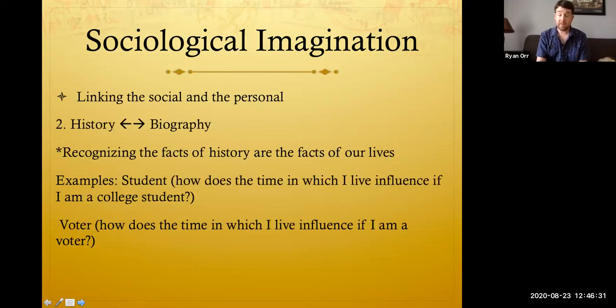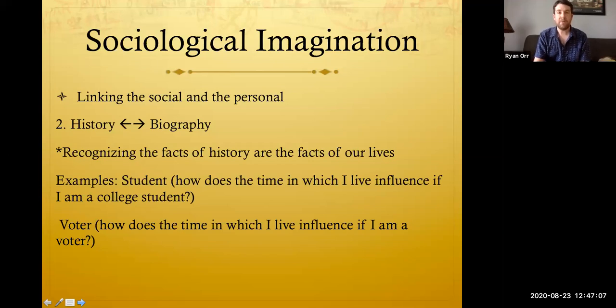So getting back to the how, he looks at how the public connects to the private. The second way he describes the sociological imagination is by looking at how history ties into biography. By history, we're talking about the time period in which we live and how that shapes you in your life story. Just because it's convenient, we can look at COVID-19. A lot of you are starting off college, your first year of college, online. And so that's your life story.